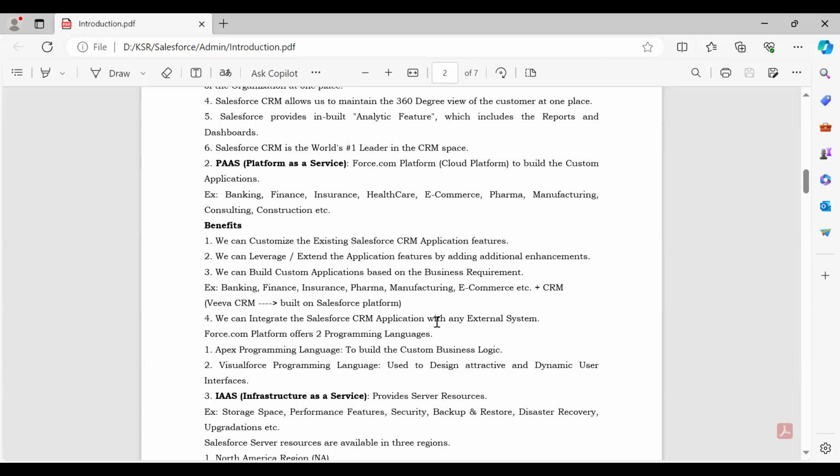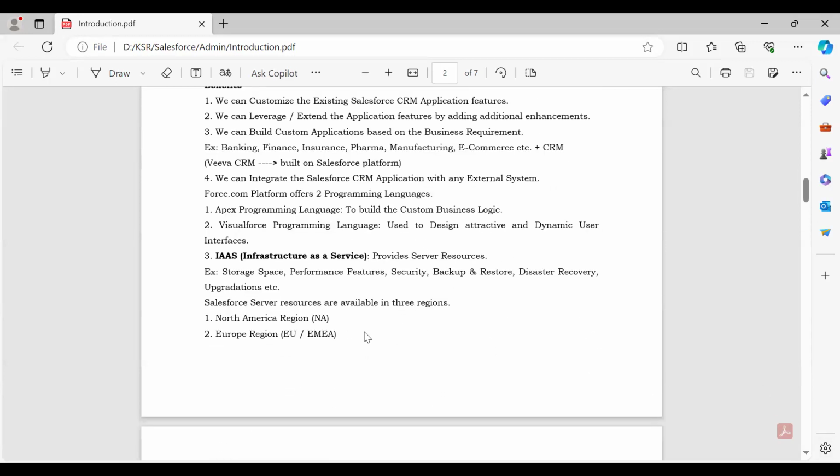These are the benefits of this platform as a service cloud computing model. I hope it is clear. Now the third one. The third cloud computing model is infrastructure as a service.